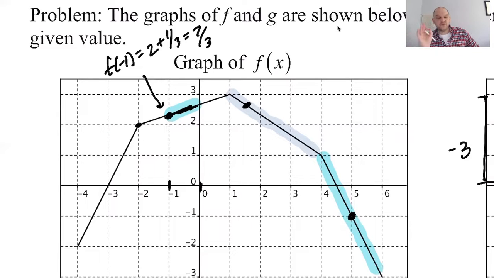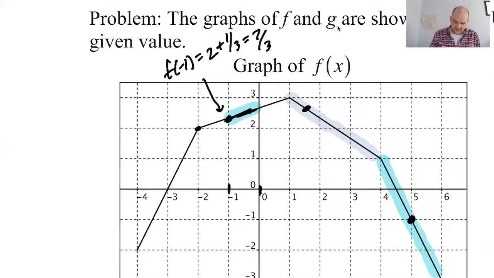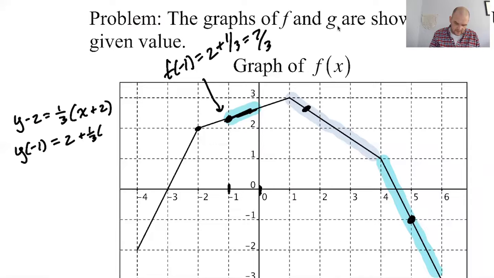The alternative, I could write the equation of that line segment and plug in -1, which is not a bad thing to do. It's essentially the same idea. It would be point slope: y minus 2 equals 1/3 times x plus 2. So then y of -1 is going to be 2 plus 1/3 times 1. And there you go, same thing, 7/3.